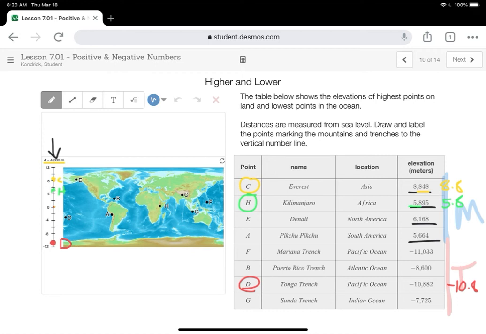So I want you to take the time to see if you can find the other ones, and then I will give you the answer key in a few seconds.